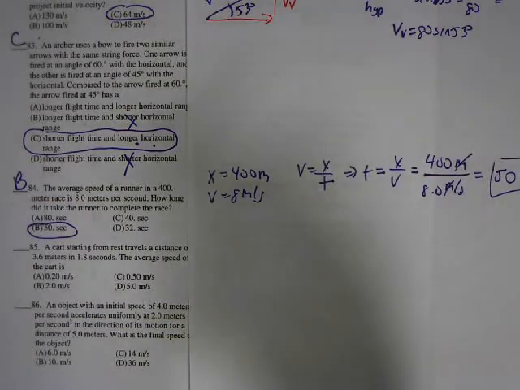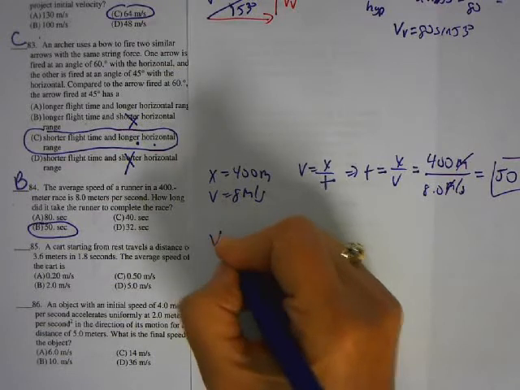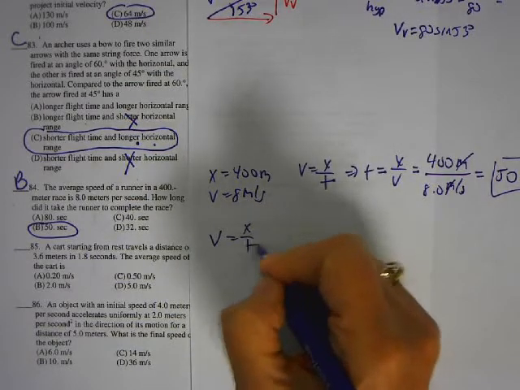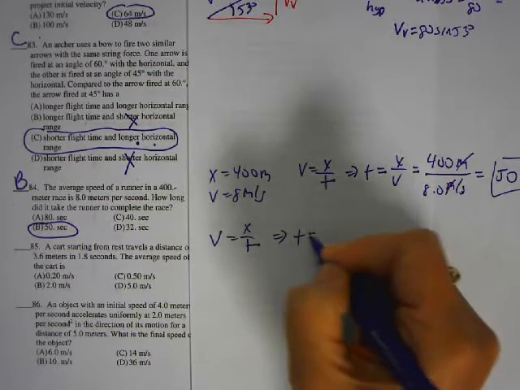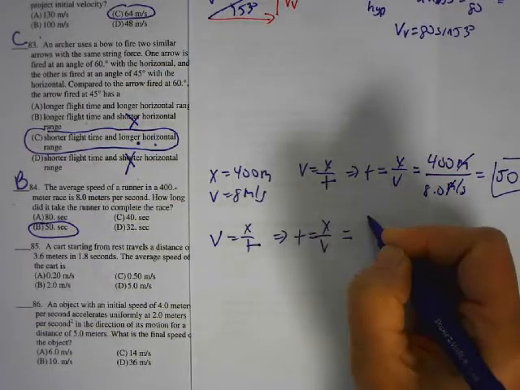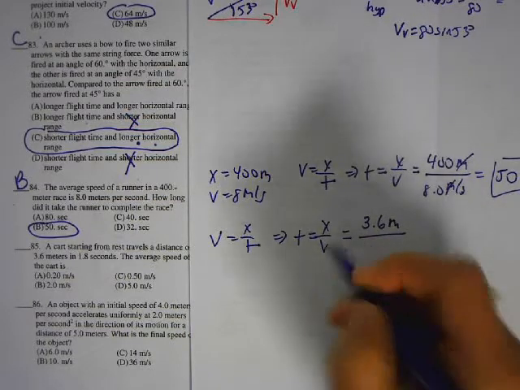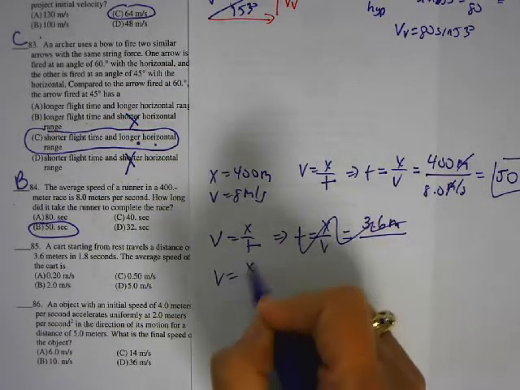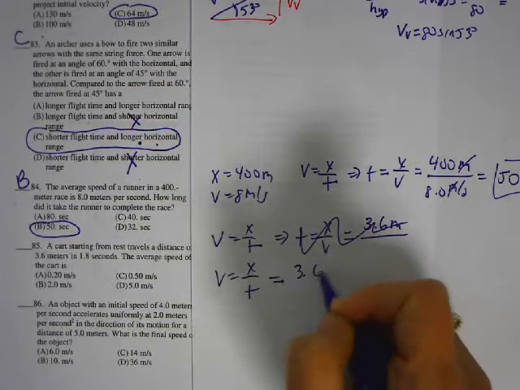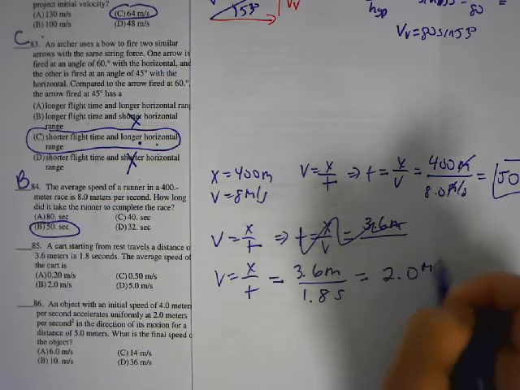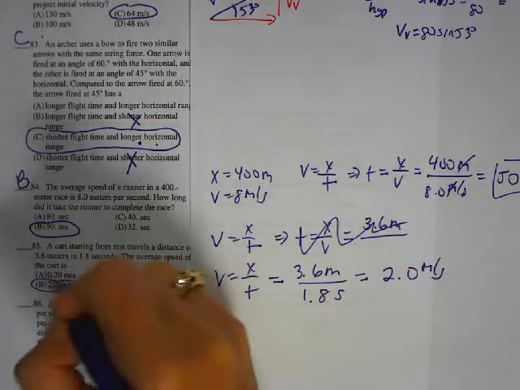Number 85, a cart starting from rest travels a distance of 3.6 meters in 1.8 seconds. The average speed is, so V is equal to X over T. Oh, we want to find V. Whoops. So V is X over T. So it's 3.6 meters over 1.8 seconds. So it just comes out to be 2 meters per second. We did that in middle school.